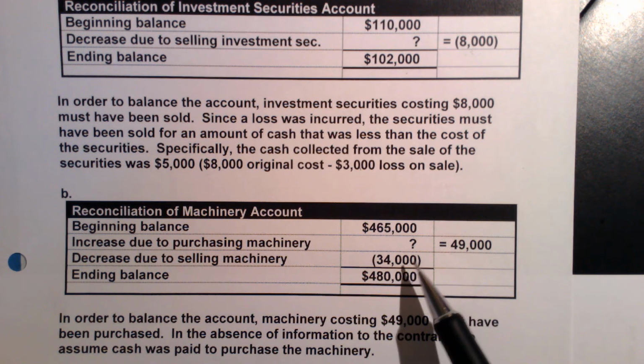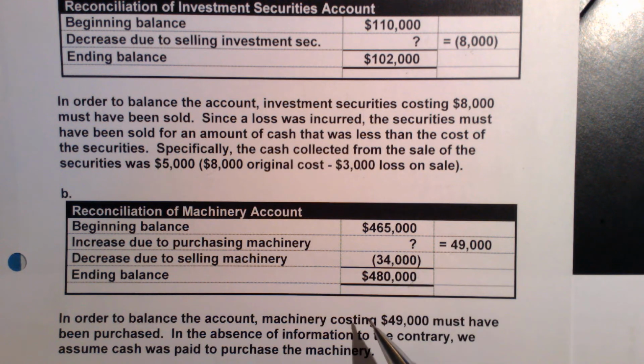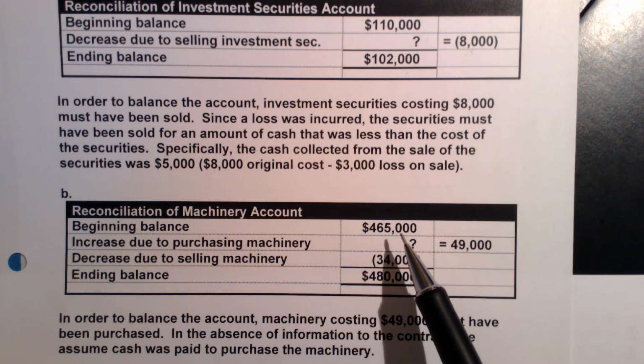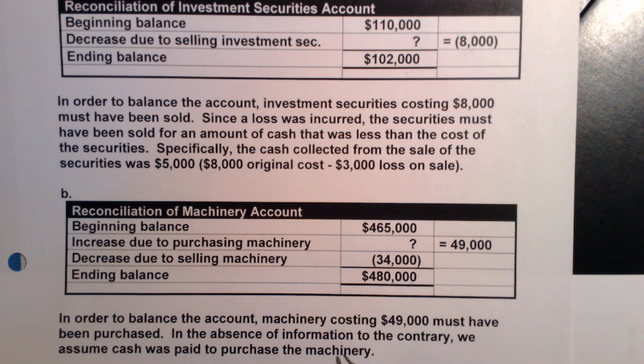Another way to do that, the way I like doing it, is to say, well, I know that I sold machinery costing 34,000. So if I didn't do anything else at all, if all I did was start at 465 and sell 34,000, I should have ended at 431. That would have been my ending balance if I didn't buy anything. Well, I didn't end at 431, I ended at 480. So how did I get from 431 to 480? I must have bought 49,000 worth of something.